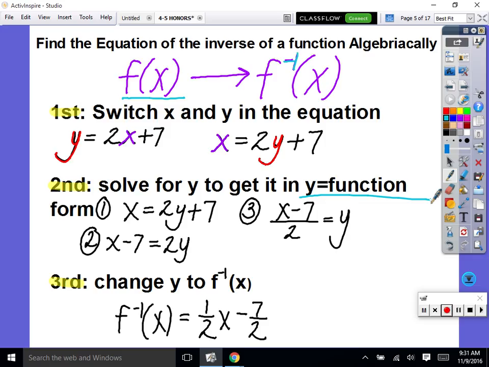Now our third step is simply changing it to the correct notation. Instead of writing y, write f inverse of x, just so that we know that you're talking about the inverse function of the original f of x. So pretty easy steps here, right? Algebraically is pretty easy. So do I need to leave that up or are we good to go?